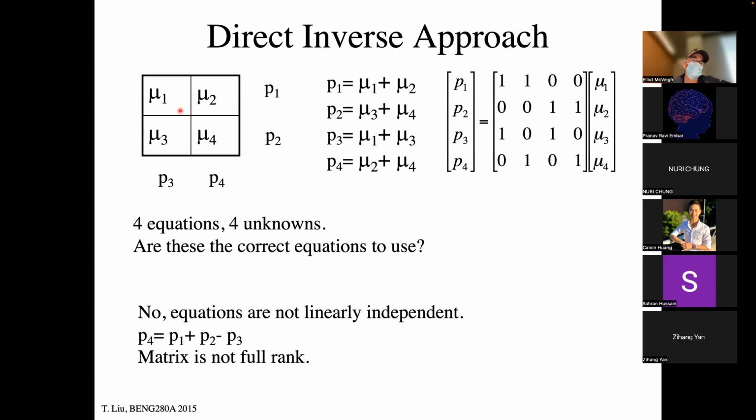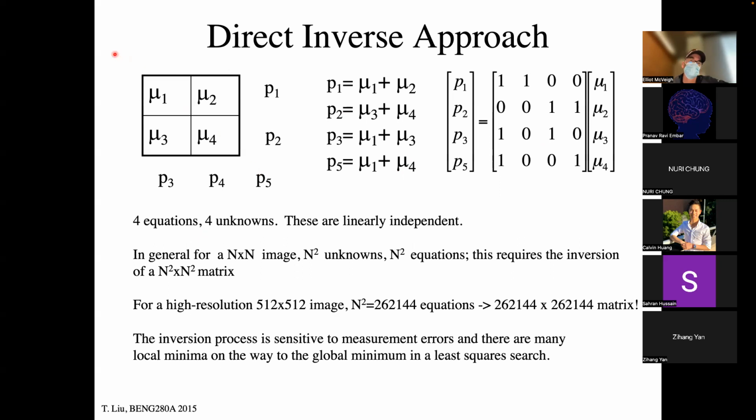So let's take another projection. We'll take a projection this way, right? Do P5, write that down here. It's mu1 plus mu4. Now it's full rank. They're all independent, and we can do this inversion. Okay. So with those views, with the 4 views that I've taken there, I can reconstruct these 4 values.